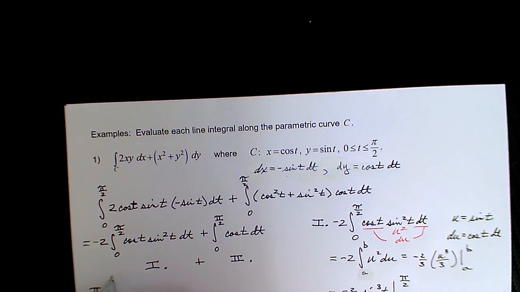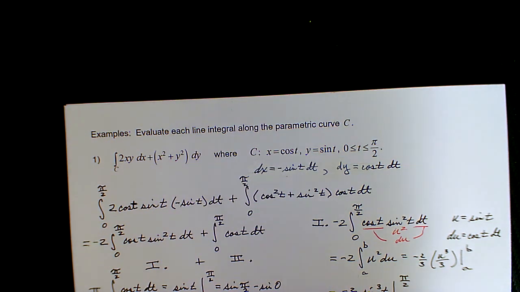Integral from 0 to pi over 2 of cosine of t dt. And so that's, cosine integrates to be positive sine, so sine of t from 0 to pi over 2 would be sine of pi over 2 minus sine of 0, and that sine of pi over 2 is 1 minus sine of 0, 0, which is 1. So then we've got part 1 plus part 2 is equal to the negative 2/3 plus 1, which gives us 1/3.